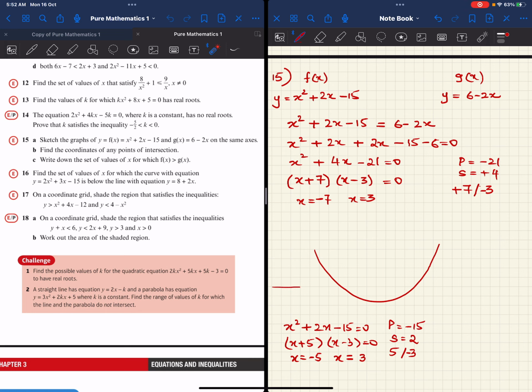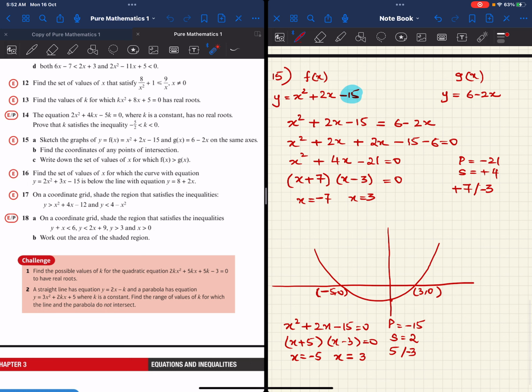So my x-intercepts for the quadratic curve are minus 5, 0 and here it's 3, 0. Let's draw the y-axis. It will be roughly here. And I can see that the y-intercept for the quadratic curve is minus 15. So this point here is my y-intercept, which is going to be 0, minus 15.